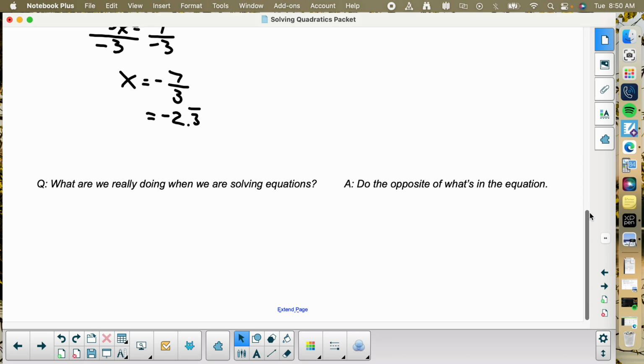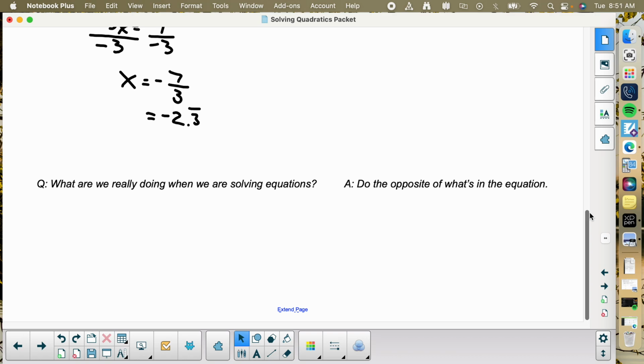Now, I already asked this question, but it's down at the bottom if you needed that reminder. We just do the opposites over and over to try to solve for things. This whole page was just a refresher on what we did up to this point when we were solving equations.